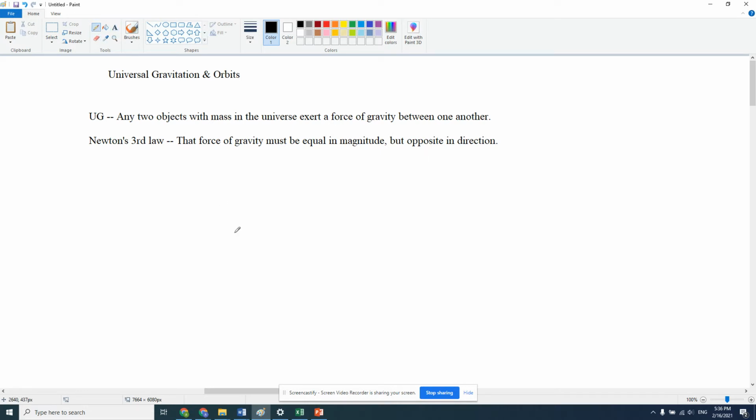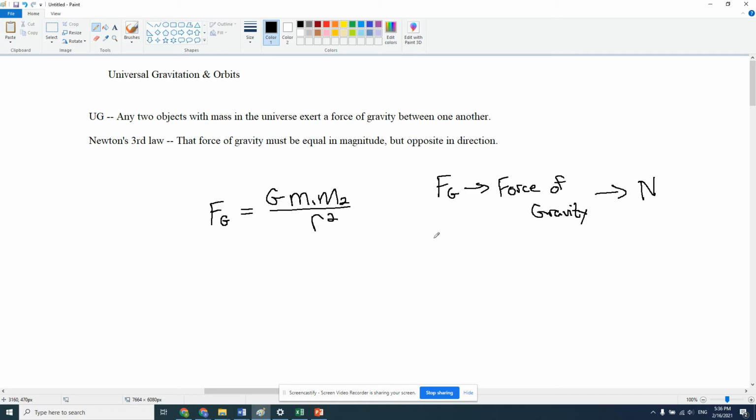Now, there's an equation for universal gravitation, so we'll go ahead and start with that. Fg, force of gravity. I'm going to use a big G because I'm talking about universal gravitation. Fg equals G m1 m2 over r squared. Fg is your force of gravity, measured in newtons. Big G is 6.67 e negative 11. This is a constant. It's on your equation sheet.